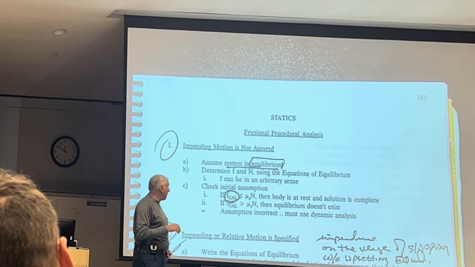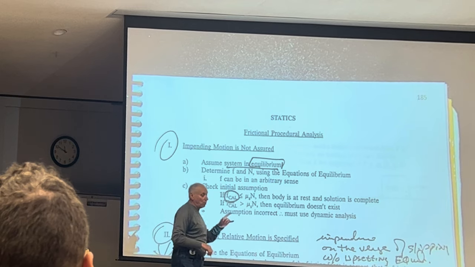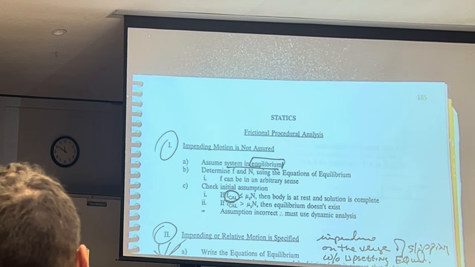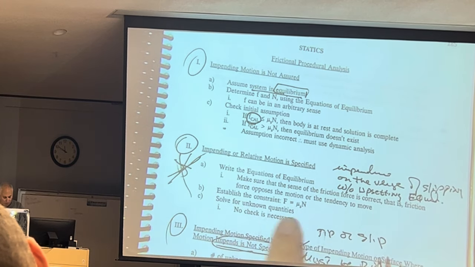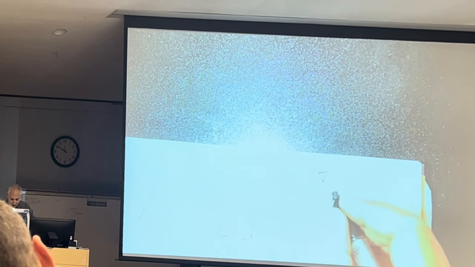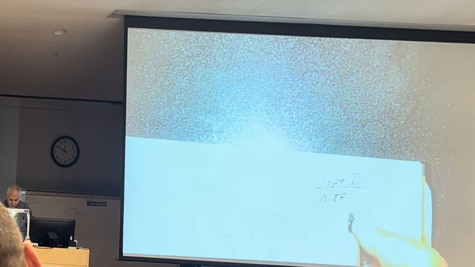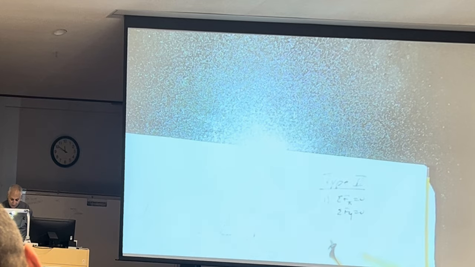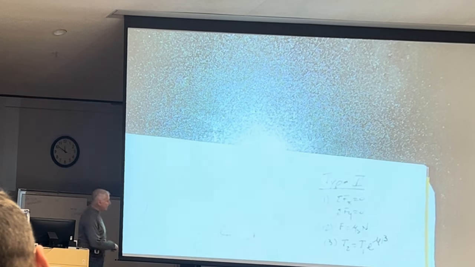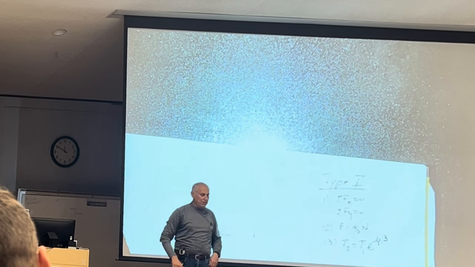Now, you could have a type 2 particle problem, which means type 2, 1, some force in the x equals 0, some force in the y equals 0 is a model of a particle. 2, you know F is equal to mu static times N. But 3, there might be a cable, and you might have to write T2 equals T1 e to the mu beta. So you might have to bring in all 3 into the problem.